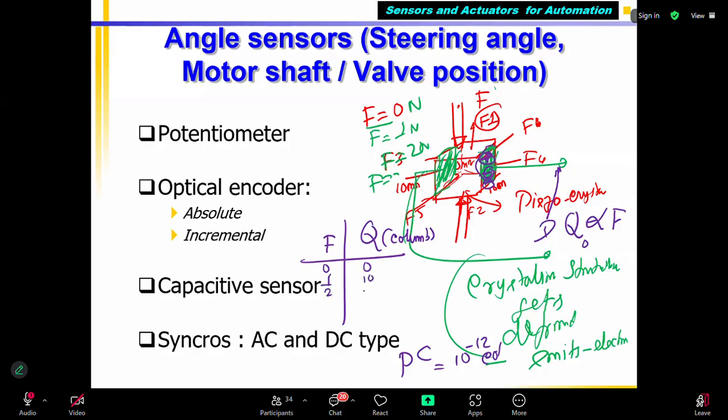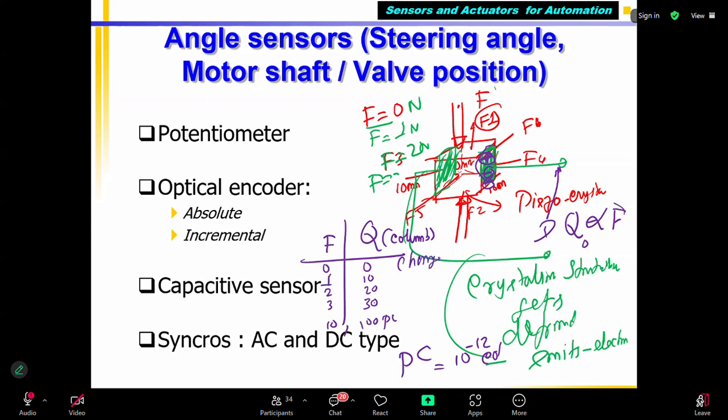If I apply 2, it may give 20. If I apply 3, 30. Like 10 Newton, it may give 100 picocoulombs. Okay. So now I took a piezoelectric crystal, a 10 mm by 10 mm cuboid, and I am applying a force on it from 0 to 10 Newton. It produces a charge. This Q is called the charge output.